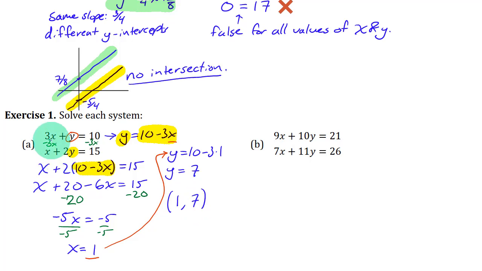And if you want to check that, 3 times 1 plus 7, that is 10, yep. And then 1 plus 2 times 7 is 1 plus 14. That does give you 15. So that works. All right, B is pretty tricky here. If this one was not challenging, then congratulations, because it's probably challenging for most people. I want to do this one with elimination.